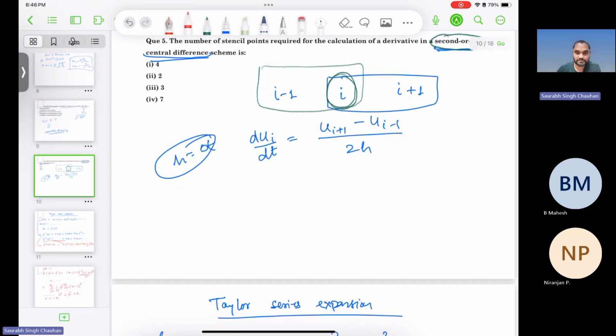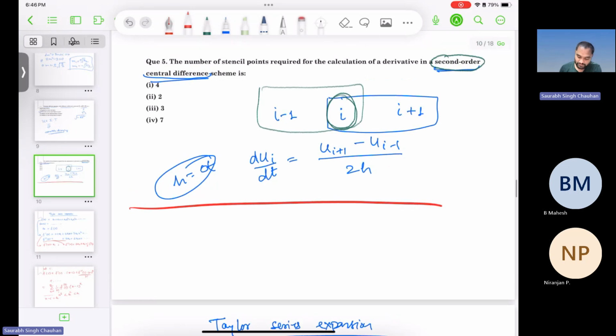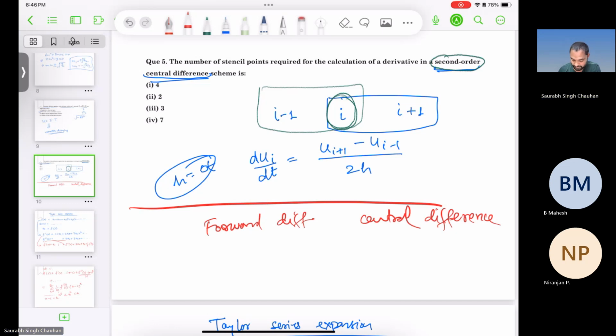I think this should be clear. Maybe you can note down just one task: compare forward difference and central difference and see their order. And if you are a little bit familiar with programming, you can take some finite number of iterations, for example 10 iterations, and you will find that the central difference scheme is converging faster.